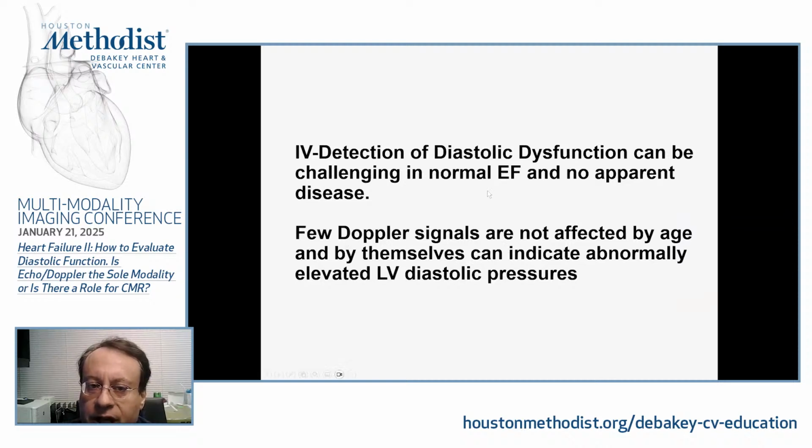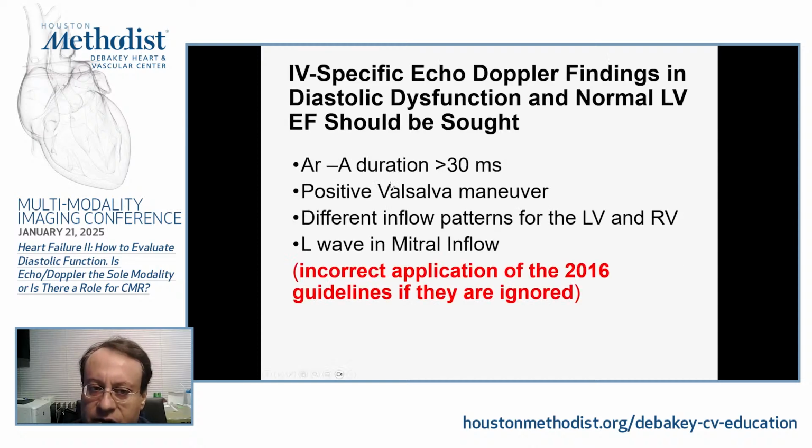A particularly challenging group of patients are those with normal ejection fraction, and then you look at the heart, you do not see any abnormalities, be it increased wall thickness, segmental dysfunction, abnormal strain. And then what does one do in this scenario? So we have a few signals that are not affected by age. And so if we have one of these signals that is abnormal, even though everything else looks normal, we feel confident in saying that there is diastolic dysfunction.